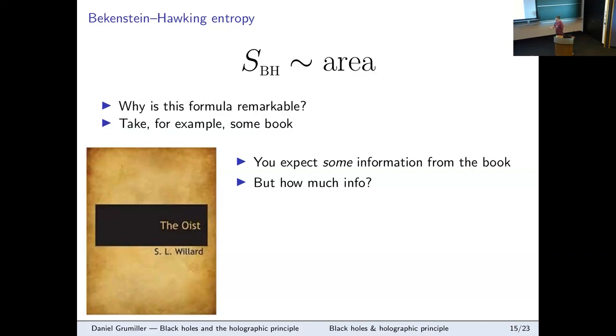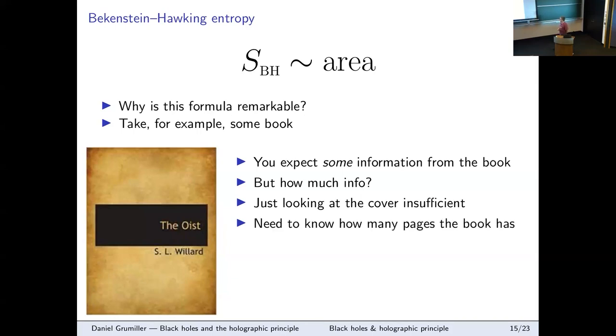So a good measure of the information in the book would be the number of pages. You can estimate the amount of information, at least roughly, if you know that the book has 100 pages, well, then you can more or less guess how much information is there. If it has 1,000 pages, you would estimate it has about 10 times more information. And if it has only 10 pages, it has about 10 times less information. So again, just looking at the cover is insufficient. We need to know how many pages the book has.